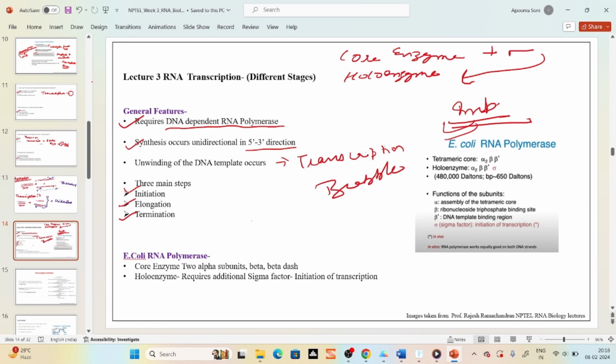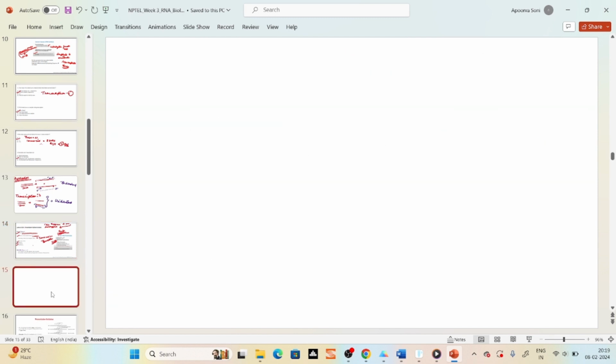Now the functions of the subunits, again an important topic. What is the function of the alpha subunit? It is required for the assembly of the core polymerase. Always remember, the alpha subunit is responsible for the assembly of the core polymerase. It is not required for the assembly of the holoenzyme. Then the beta subunit is responsible for the ribonucleoside triphosphate binding site. Beta dash is the DNA template binding region, and the sigma factor is required for the initiation of transcription. So what does this mean? The sigma factor is very important, guys.